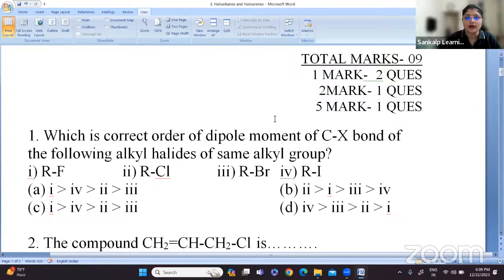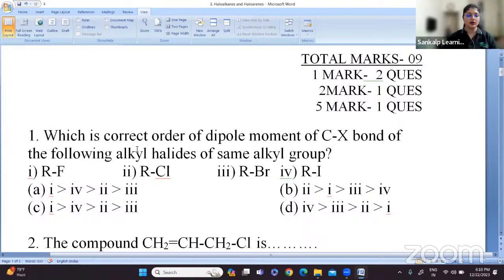Which is the correct order of dipole moment of the C-X bond of the following alkyl halides of the same alkyl group? They are RF, RCl, RBr, and RI. You have to write the correct order of dipole moment. There are 4 options given, A, B, C, and D, and you have to arrange this group of alkyl halides in their correct order of dipole moment.